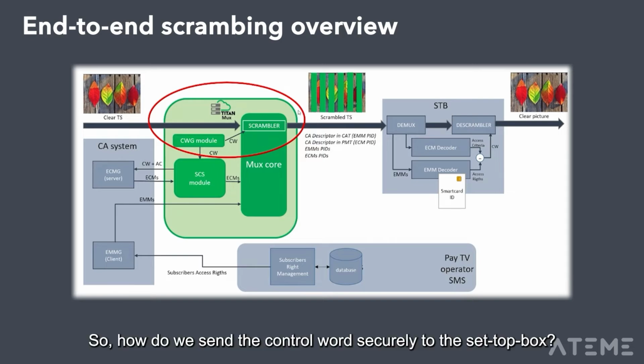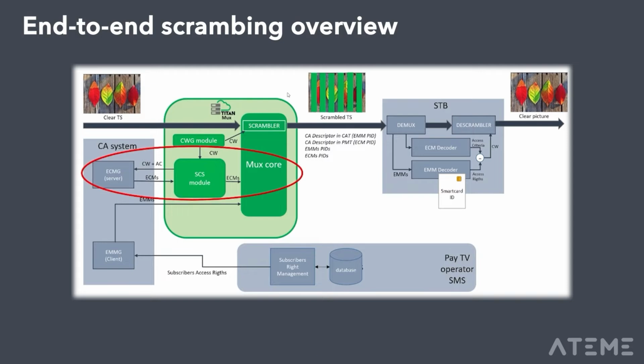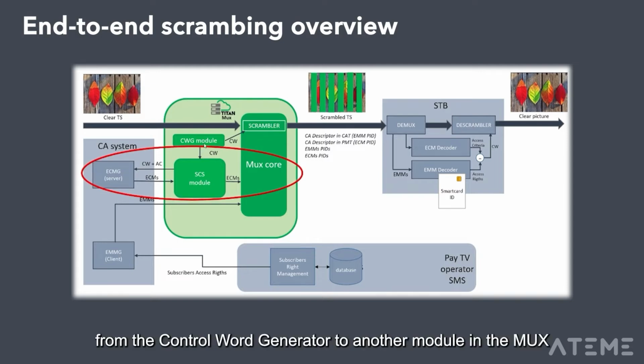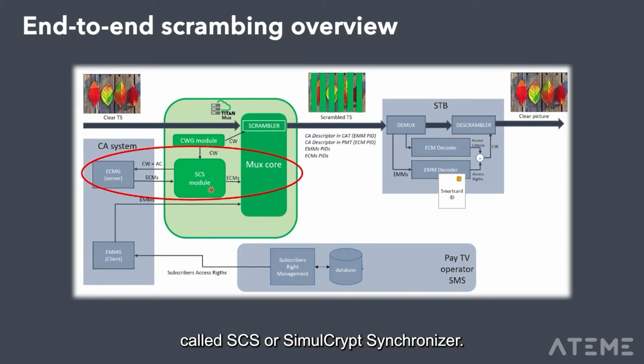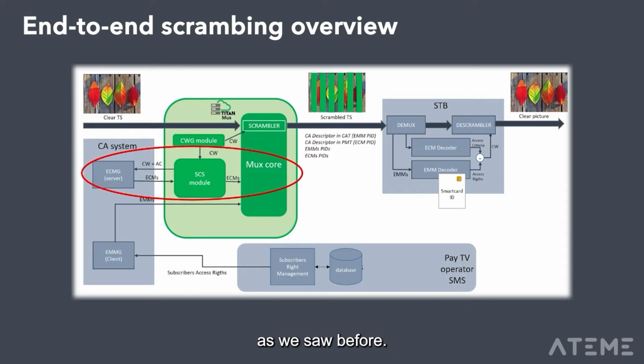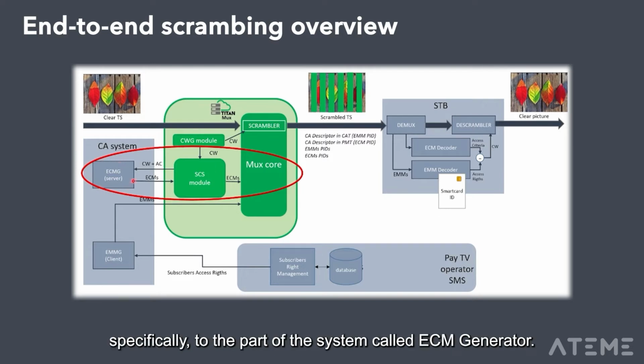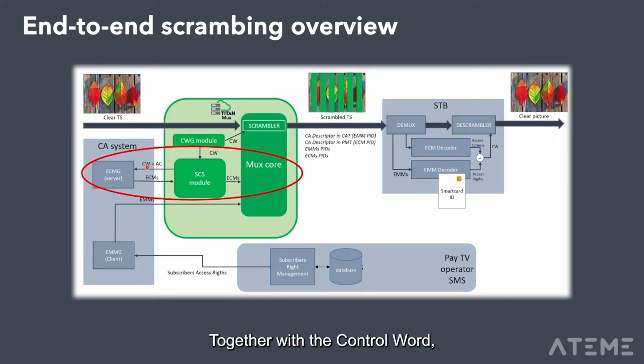So how do we send the control word securely to the set-top box? The answer is using the ECMs. The control word is also sent from the control word generator to another module in the MUX called the SCS, Simulcrypt Synchronizer, which is a role described in the DVB Simulcrypt standard as we saw before. And the SCS sends this control word to the CA system, specifically to the part of the CA system called the ECM generator. Together with the control word, the SCS also includes in that message the access criteria, which is CA-specific information needed by the ECMG to build an ECM.